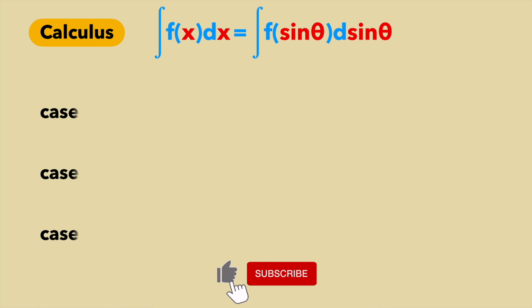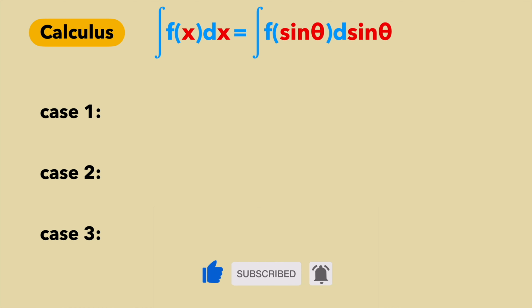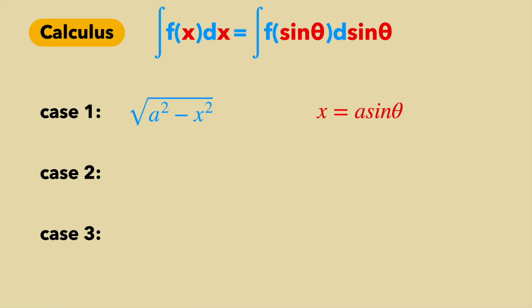Here are some cases that you need for the trig sub. First, when you see there is square root of a squared minus x squared in the integral, or some other patterns in terms of a squared minus x squared, you need to do the trig sub. In this case, you should set x equal to a times sine theta, so square root of a squared minus x squared equals a times cosine theta. Then you will take the terms out of the square root.